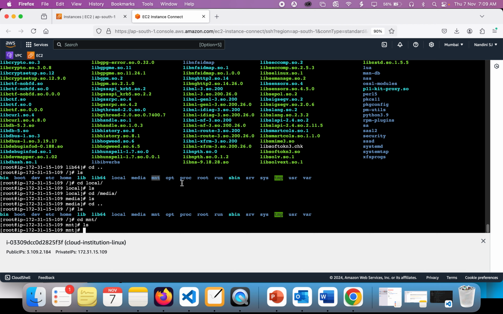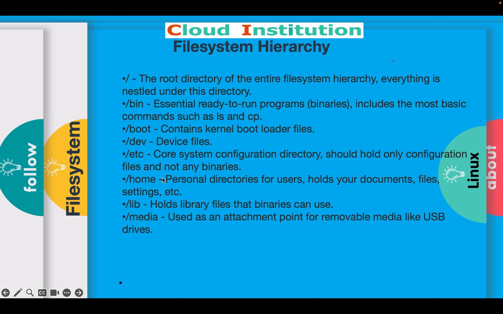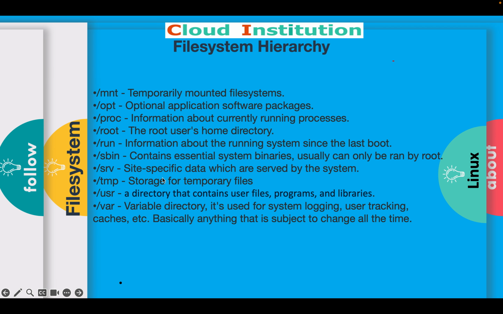So in slash mnt, right now we don't have any mounting directories over here. Now let's go to the next slide. Slash mnt is the temporary mounting file system, which is what we discussed. Next, the optional application software is OPT.